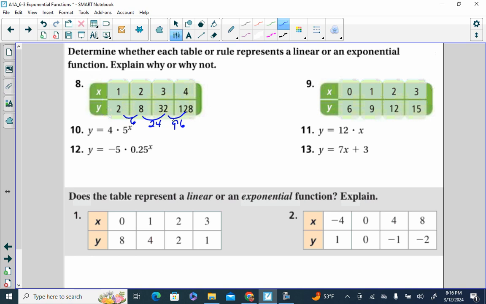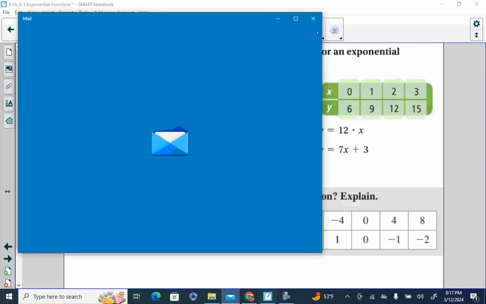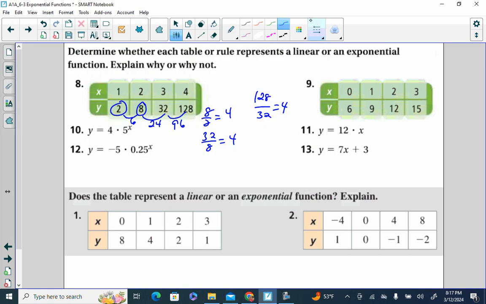If we look at the ratios of consecutive y values, 8 over 2, that's equal to 4. We have 32 over 8, that's equal to 4. We have 128 over 32, that's equal to 4. So we know that this would be exponential. Exponential. All right, hopefully I spelled that right.